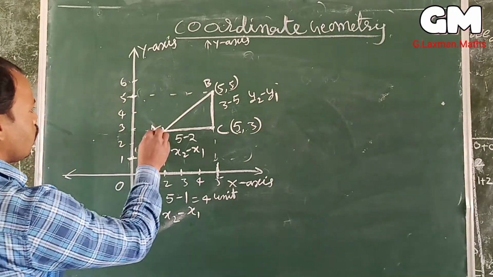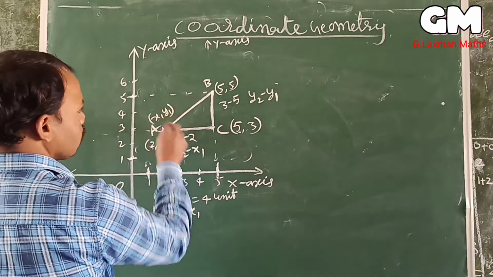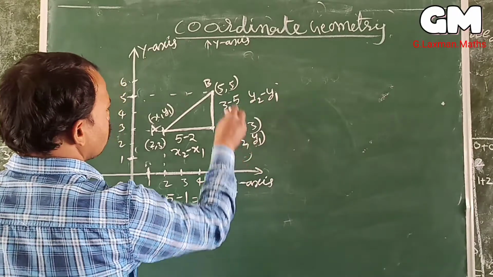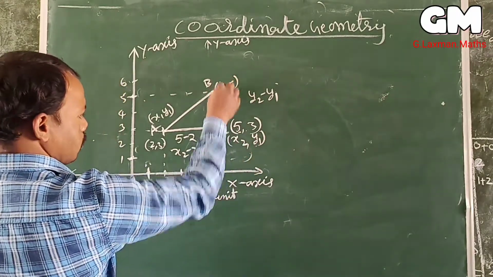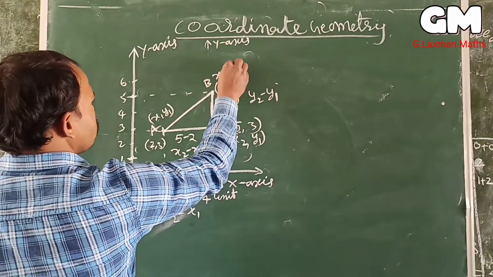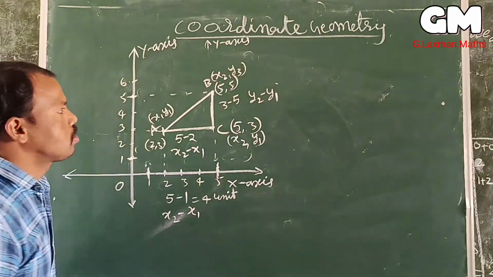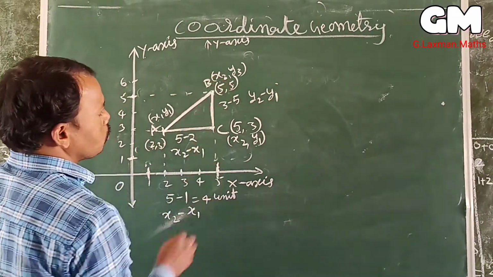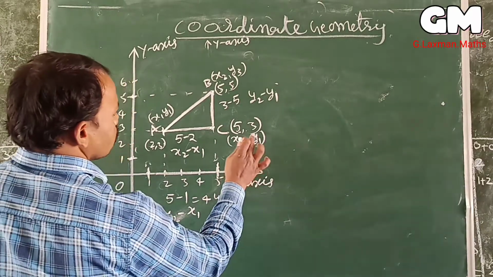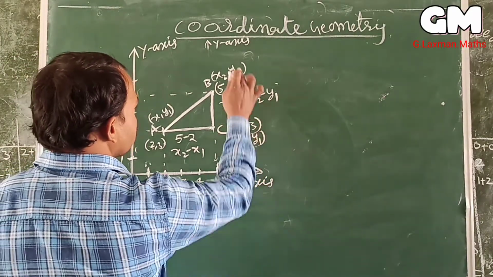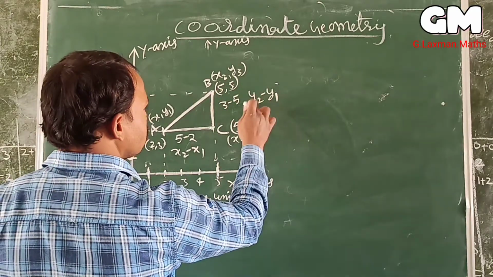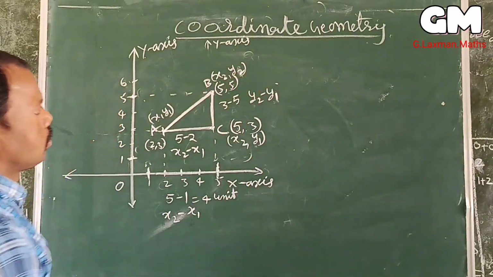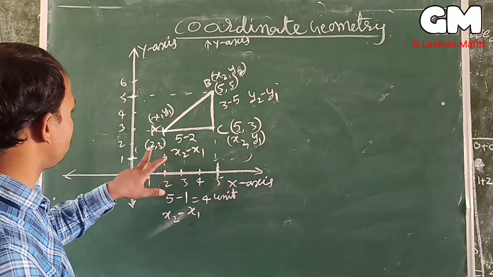So just imagine that A is x1, y1, this is x2, y1, and this is x2, y2. The x coordinate is the same, so to find the distance between these two, we take y2 minus y1. So here y1 is there, let us take y2 here. So we have y2 minus y1 and x2 minus x1.